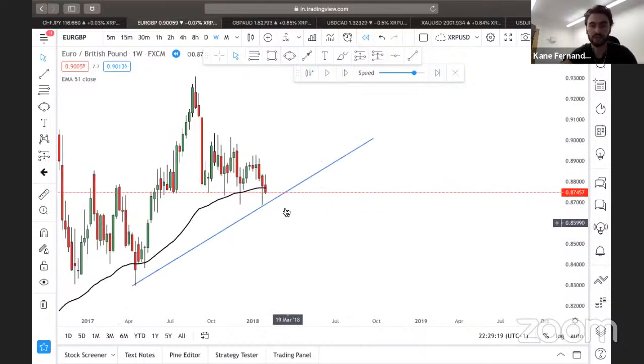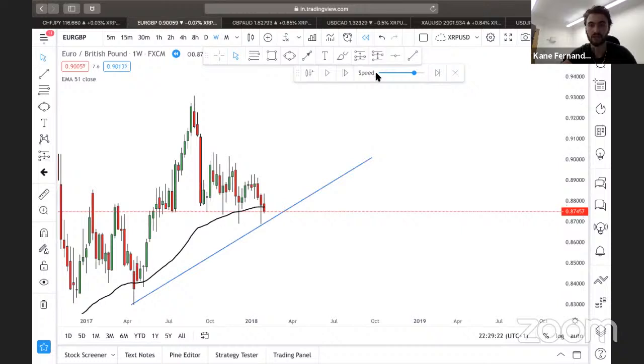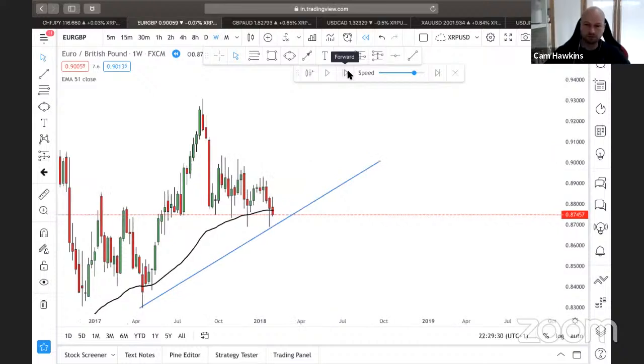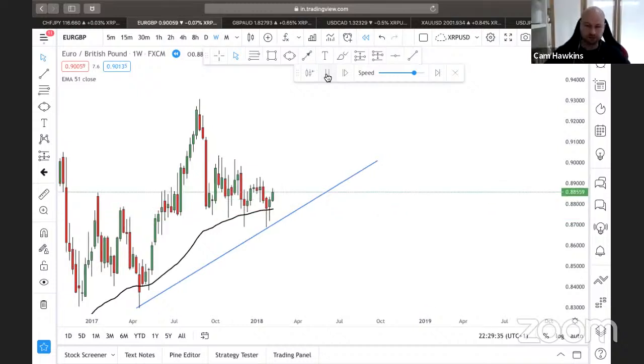So let's see if I can speed it up so it plays out a bit faster. Yeah, just that button there. I think it's play and then increase the speed.